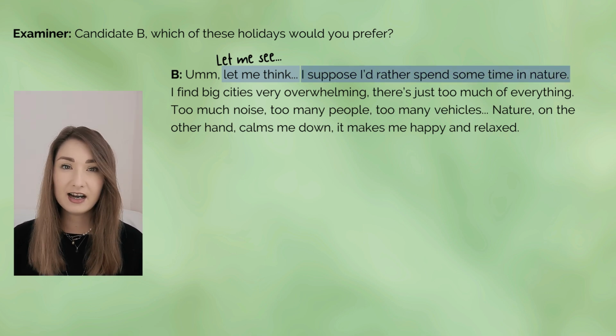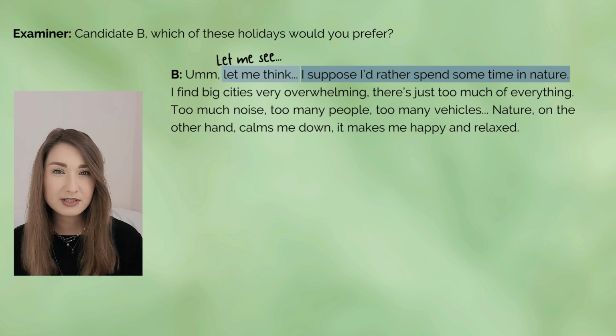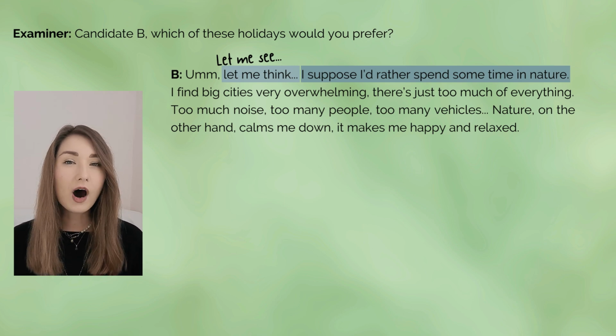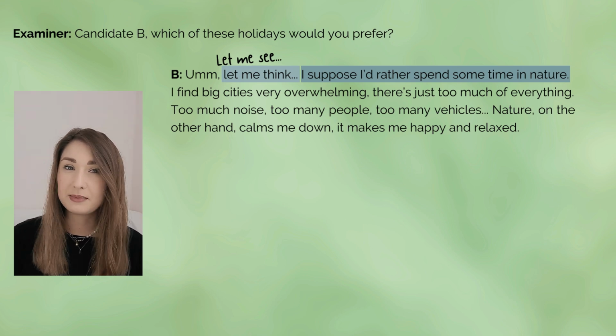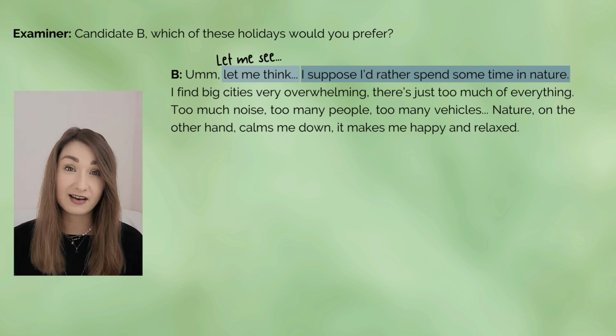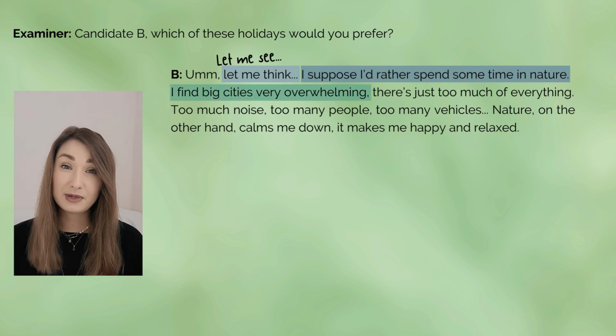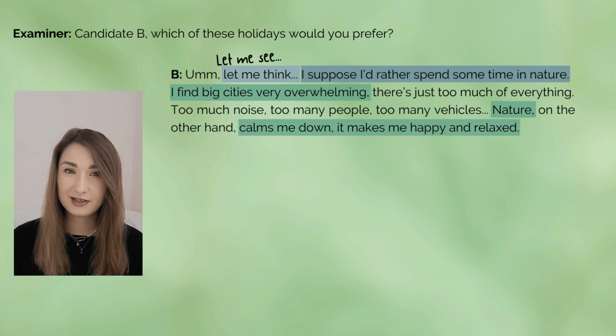And then I did something very important, something that some students forget about. I said why I'd rather spend time in nature. I justified my answer. I find big cities overwhelming, and nature calms me down. Now we're halfway through. It's time for candidate B to compare their photos.